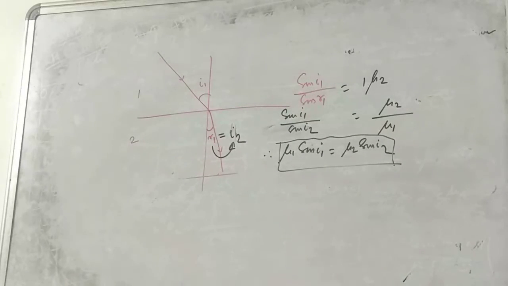If there are successive n numbers of media, then mu1 sine I1 is equal to mu2 sine I2 is equal to mu3 sine I3 is equal to mu4 sine I4. Okay, so this is actually the general form of Snell's law. Only we have to understand these things for today's class.